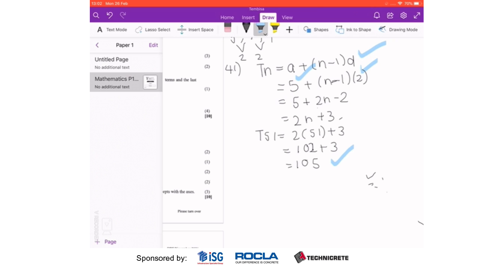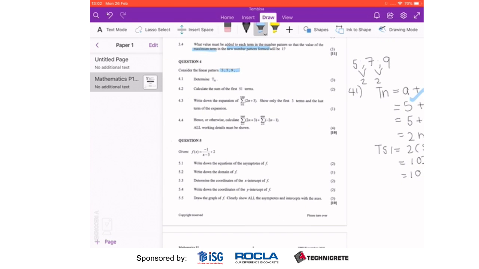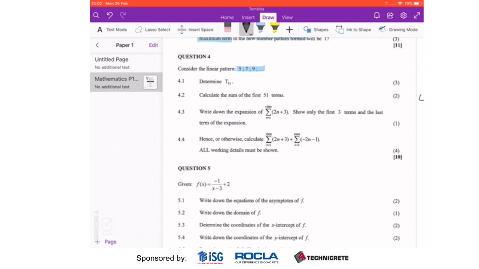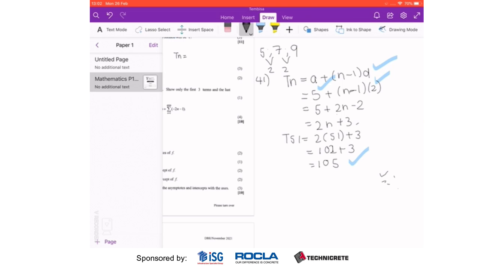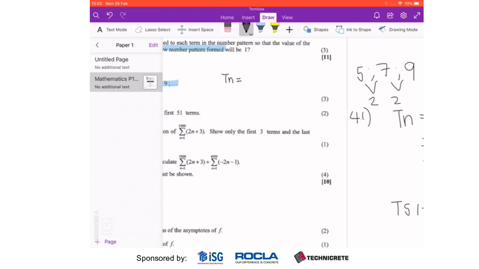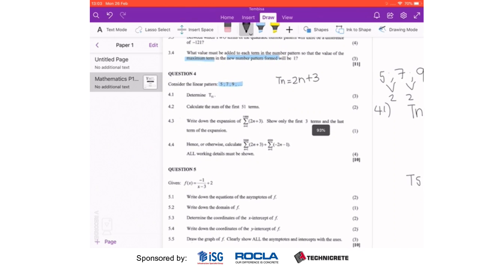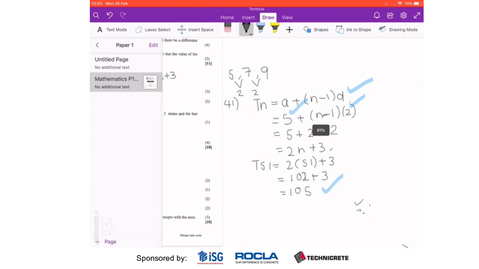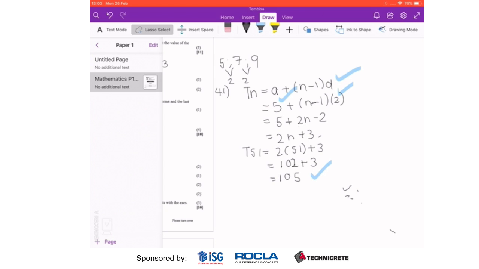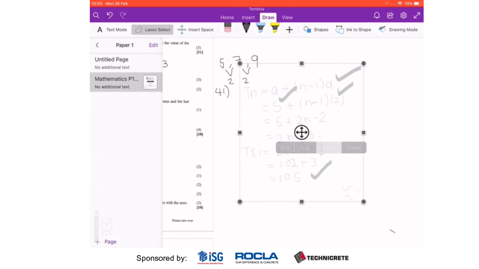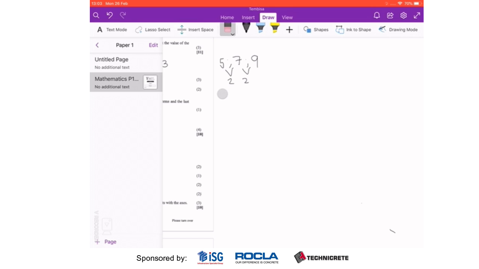Okay, so I'm going to write out my formula here. So we've got Tn equal to 2n plus 3, just so that if we need it again we can use it. The next question says calculate the sum of the first 51 terms. Knowing your Sn formula is very important, so let's write it out.